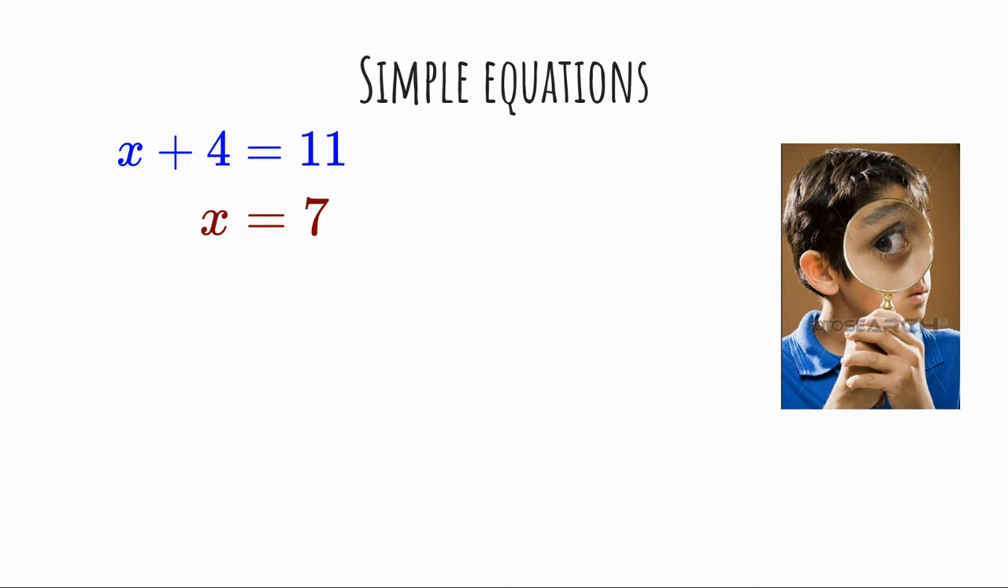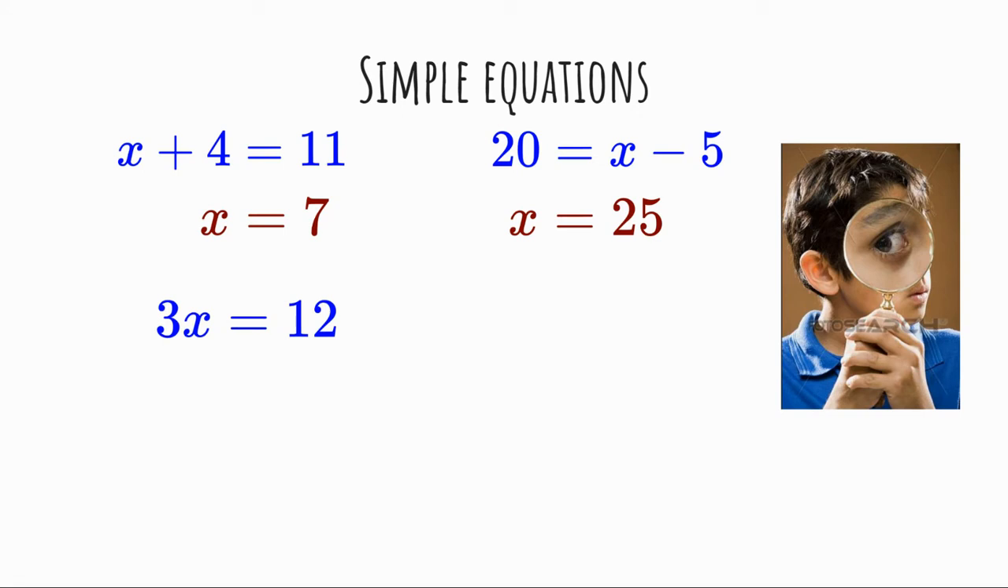I really don't need to do a huge amount of math to do things like any of these equations. 20 equals x minus 5. So I'm looking for a number that when I subtract 5 equals 20. So that is 25. 3x equals 12. So I'm looking for a number that when multiplied by 3, I arrive at 12. I can easily ascertain that that would be 4 because 3 times 4 is 12.